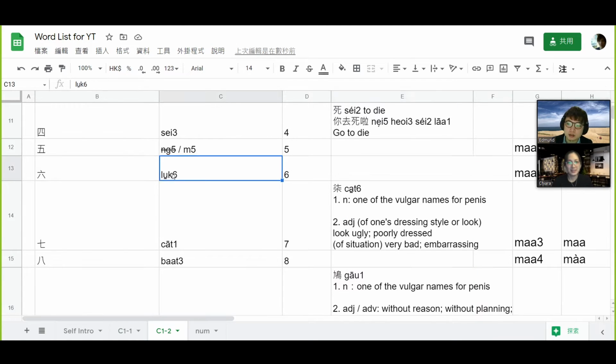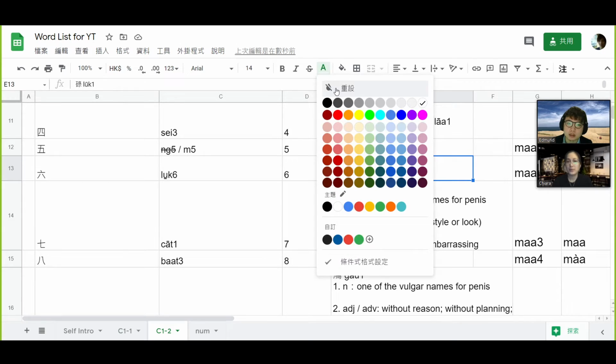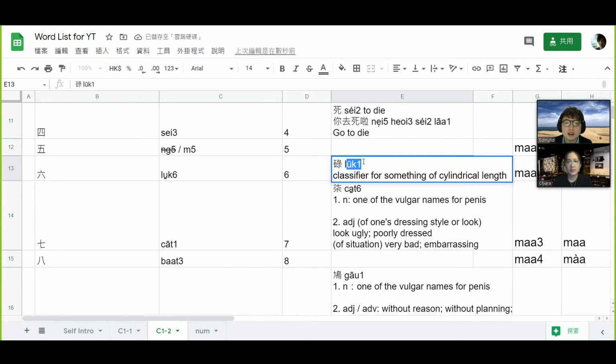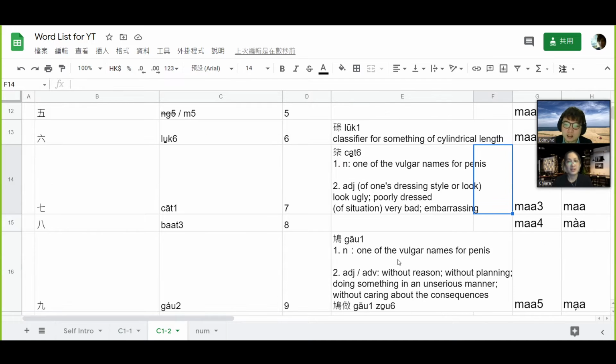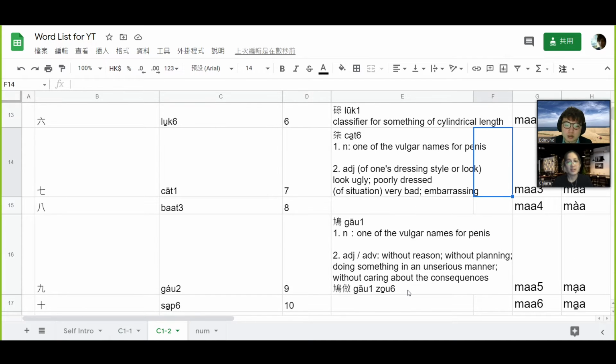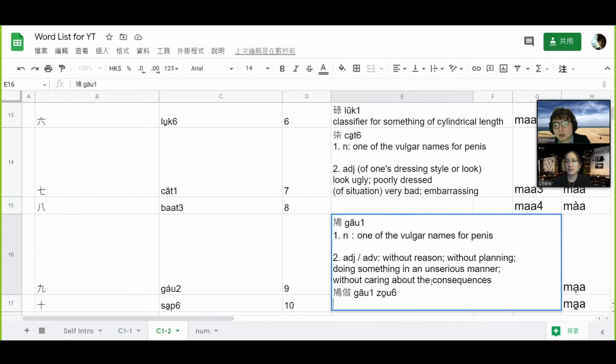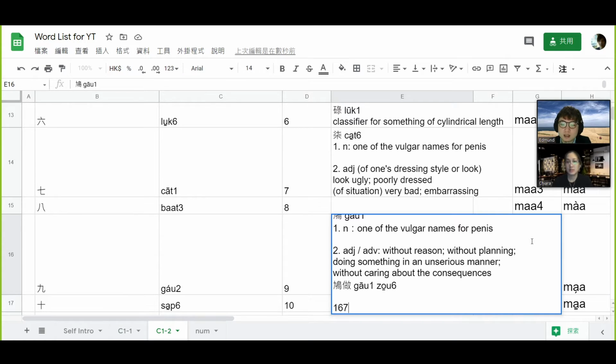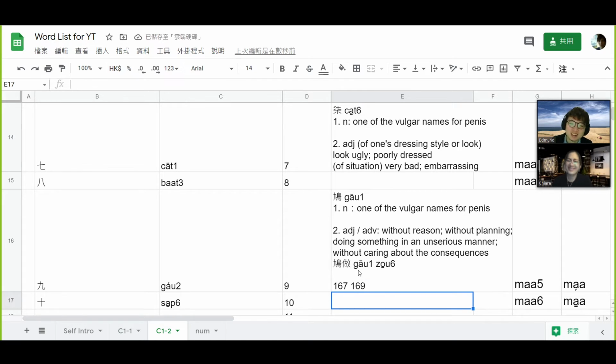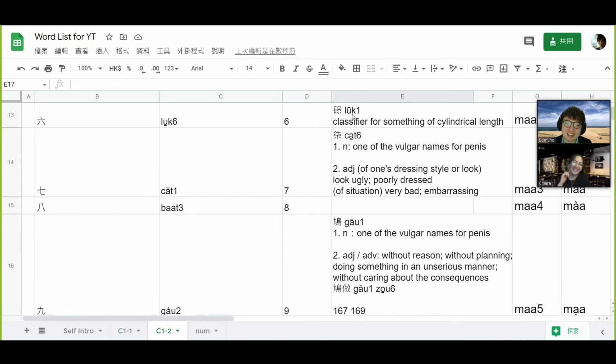And the sixth tone 六. 六, if you pronounce it as first tone, is a classifier. 六 is a classifier for something of a long length, usually thin. So when people go to, for example, a gym or swimming pool, when they get the locker, they like this number a lot. Or 167 or 169. Because 六 is the classifier. So people like these numbers a lot.